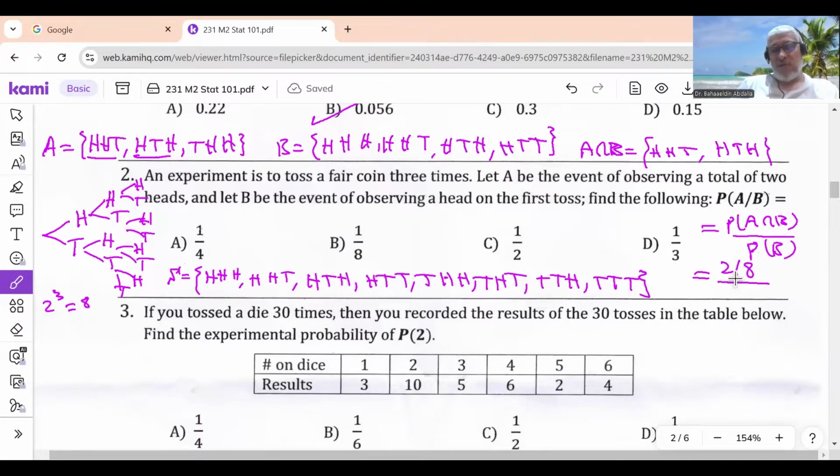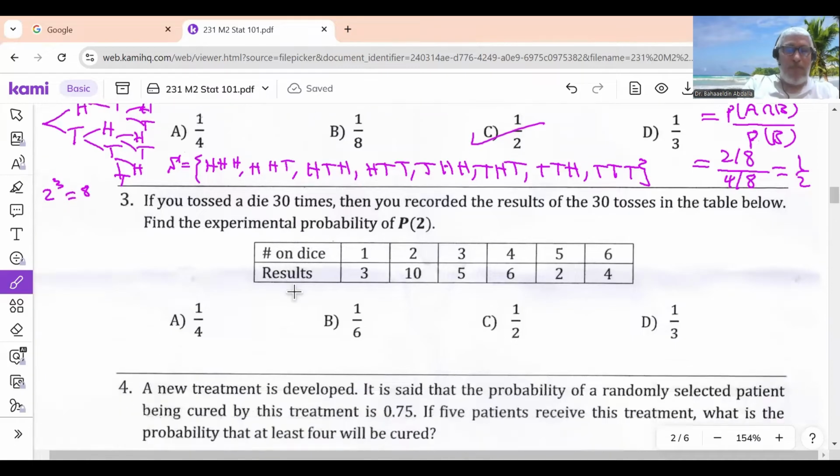So this is the probability of A intersection B. What is the probability of B? How many outcomes in B? 4 over 8. So this is the probability of B. So 8 cancels with 8 and you have 2 over 4, which is half. So the correct answer is C.